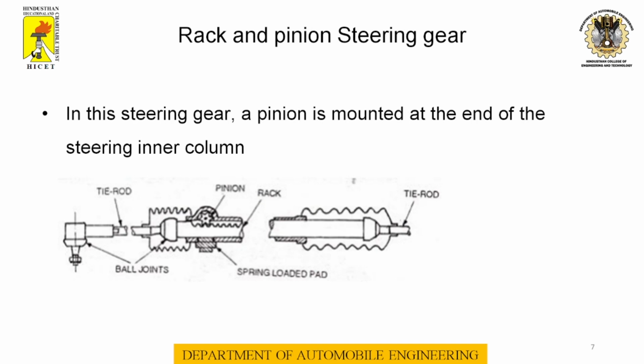The next type is the rack and pinion steering gear. In this steering, a pinion is mounted at the end of the steering inner column. It engages the rack, which has a ball joint at the end to allow the rise and fall of the wheels. The rods are connected with ball joints to the axle. The motion of the steering wheel turns the pinion, which moves the rack sideways, parallel to the tie rod.